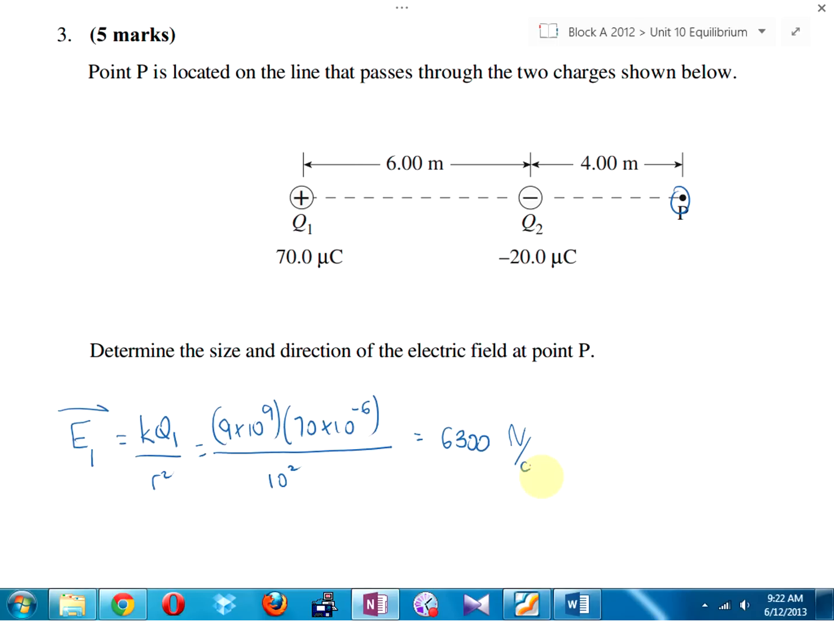What's the direction? How did we define the direction of an electric field? Which way a positive would want to move if it could. So let's pretend there's a little positive right there. Which way would it want to move because of this guy if it could?